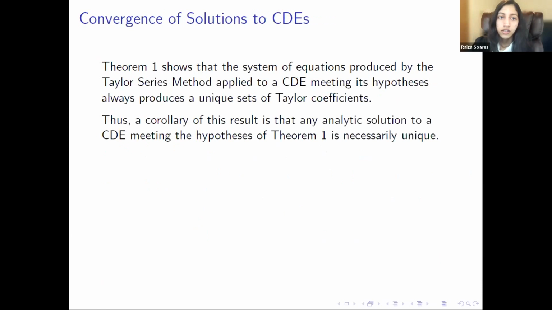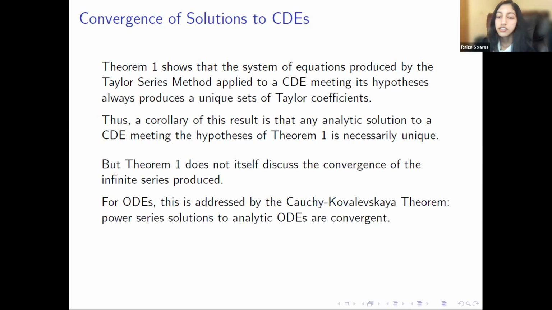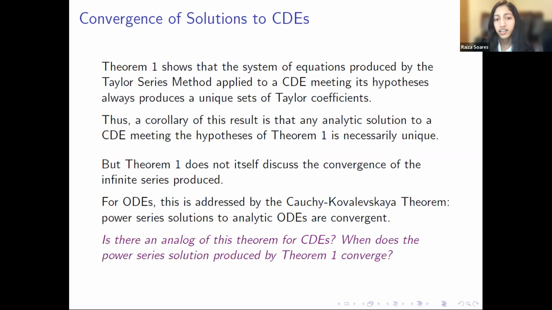Okay, so to summarize what we've learned so far, theorem 1 shows that the system of equations produced by the Taylor series method meeting the conditions of theorem 1 produces a unique set of Taylor coefficients. And thus a corollary of this result is that any analytic solution to a CDE meeting the requirements of theorem 1 is necessarily unique. But theorem 1 does not address convergence at all. And for ordinary differential equations, this is addressed by the Cauchy-Kovalevskaya theorem, which says that power series solutions to analytic ordinary differential equations are convergent. So our next question is, is there an analog of this theorem for CDEs? When does the power series solution produced by theorem 1 converge?